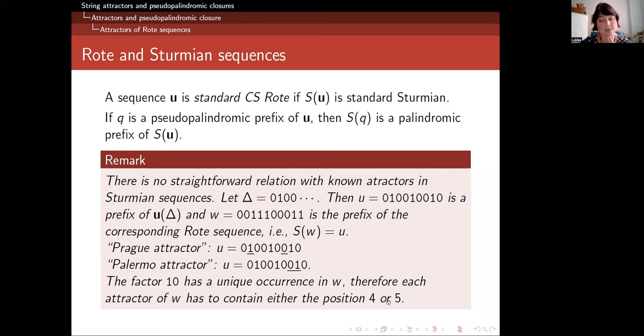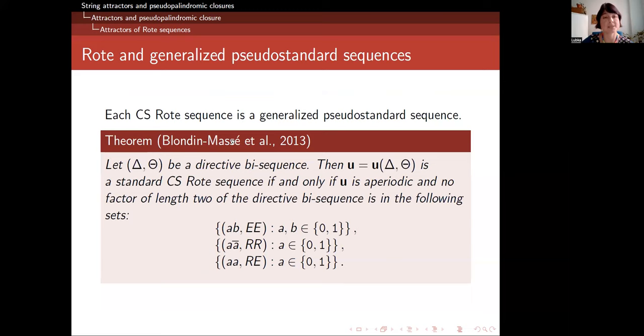And you can observe that there's really not a close connection to these positions in the palindromic prefix of the corresponding Sturmian sequence. So it was not straightforward to get attractors in rote sequences. And in order to do that, we used a result by Blondin Massé and his colleagues saying that each complementary symmetric rote sequence is a generalized pseudo-standard sequence.